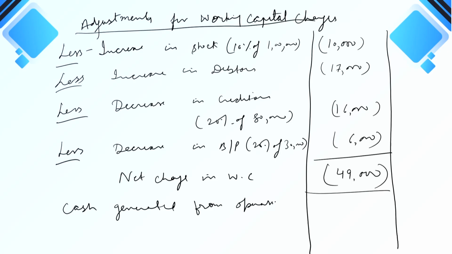So we can compute cash generated from operations. That would be the total of the two things. One is the 3,13,000 minus 49,000, and it is in the negative item. So we got the amount 2,64,000 here.